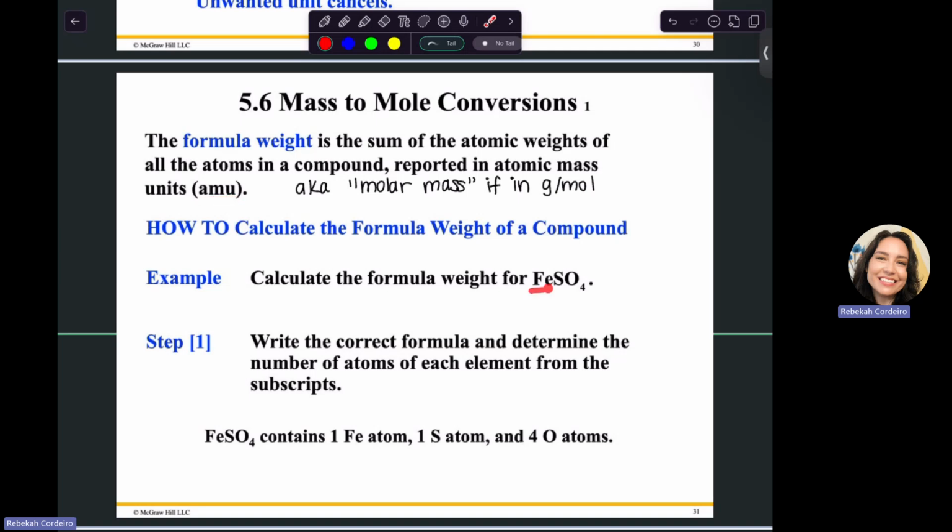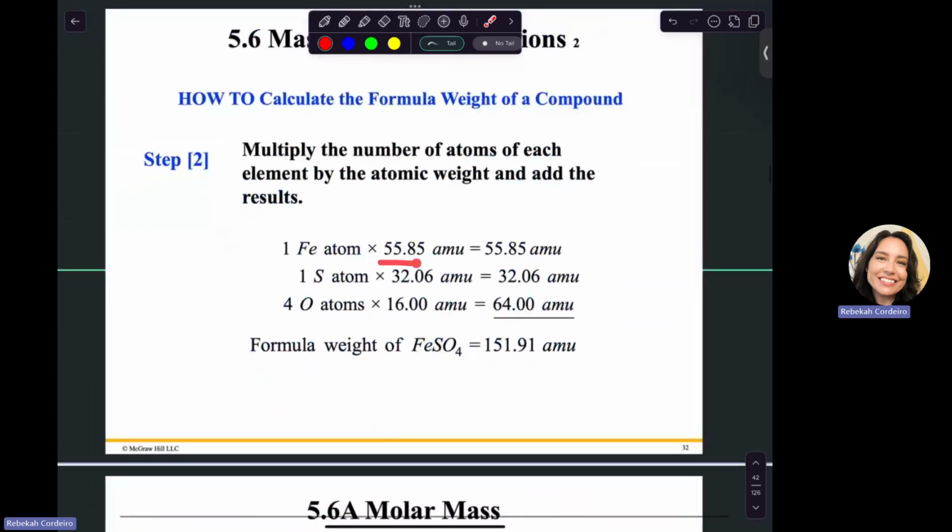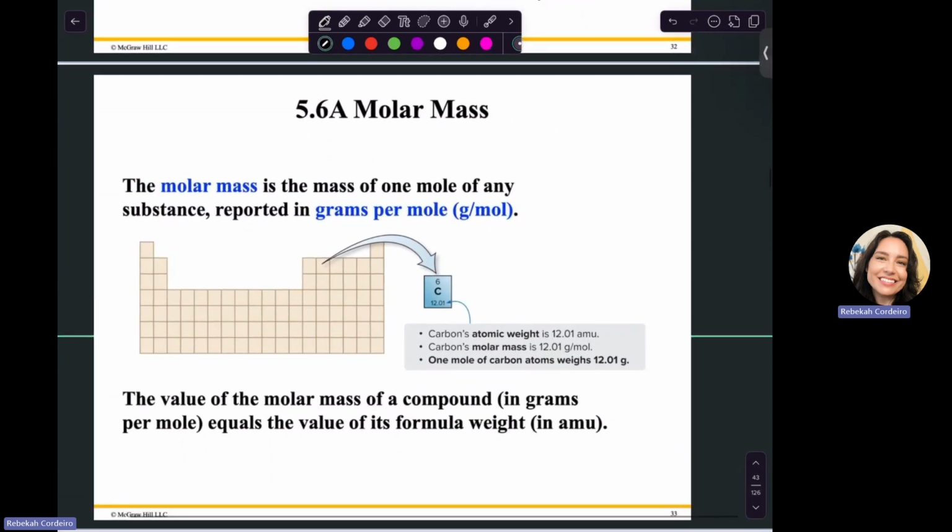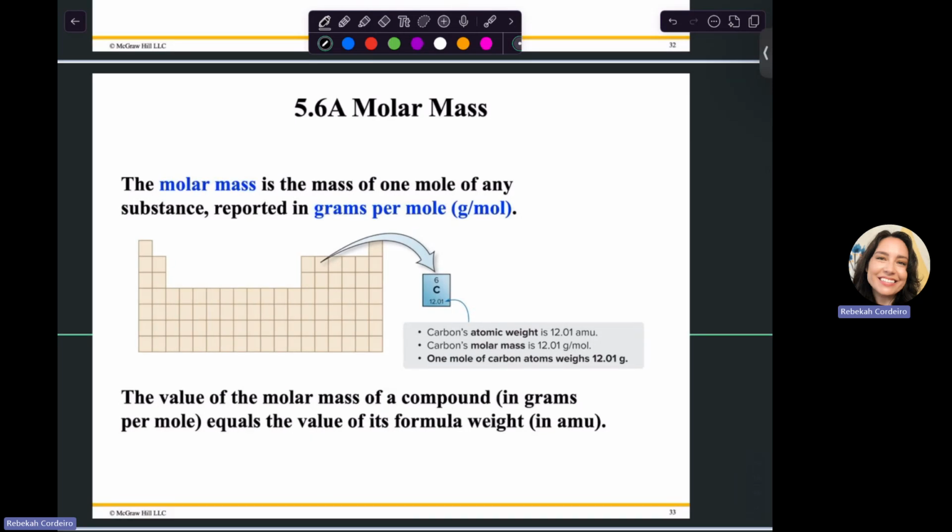So if we want to know the formula weight for iron sulfate, we would have 1 iron, 1 sulfur, 4 oxygen. Just look at the periodic table and add up all of those numbers, and we would get 159.91 AMU. Now we could write 159.91 gram per mole for the molar mass, and if you can see, if we have a per, that means we can write it as a conversion factor. So the molar mass is basically the formula mass, but in gram per mole. So the formula weight and the molar mass are the same number. The units are just different though.